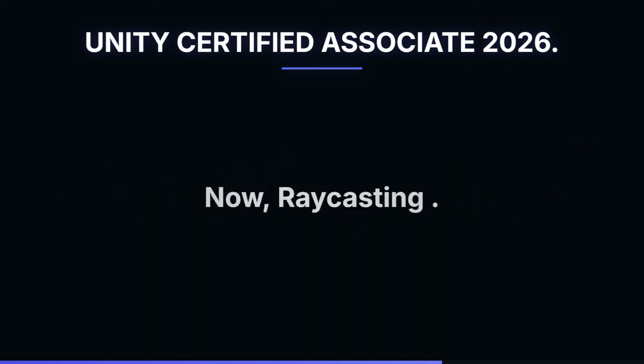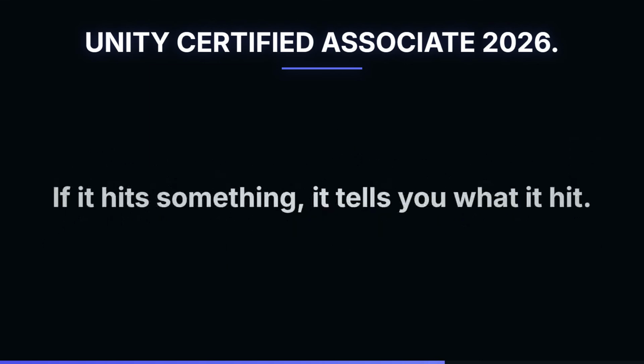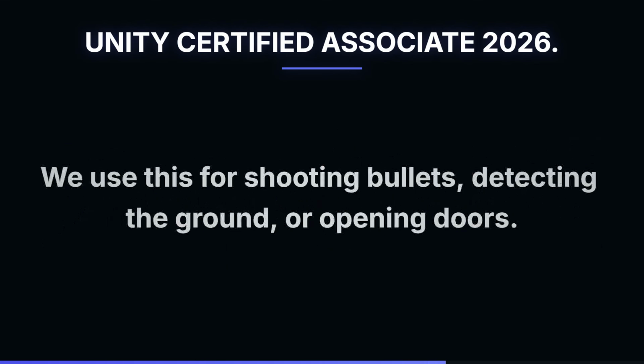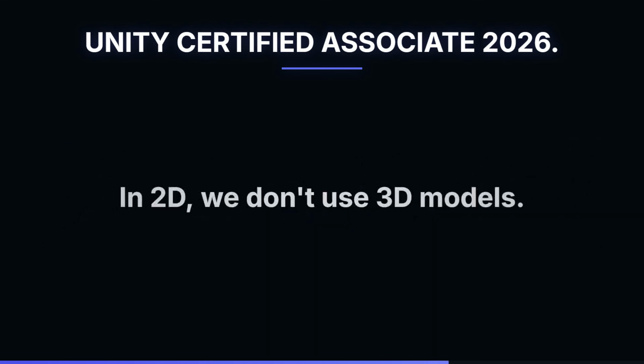Now, raycasting. Imagine a laser pointer. You shoot an invisible line from your gun or your eyes. If it hits something, it tells you what it hit. We use this for shooting bullets, detecting the ground, or opening doors. Raycast.